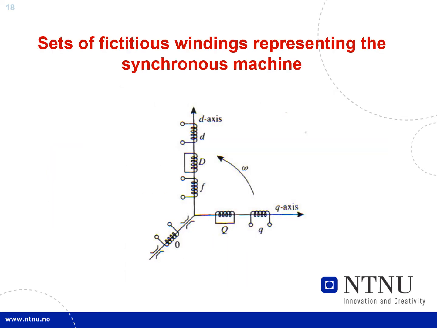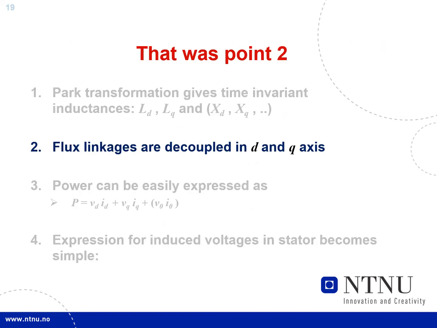So this is then the same picture as was presented in chapter 3, I think, where the fictitious windings that result from the transformation can be seen lying in the D and Q axis. And the zero sequence, of course, doesn't play any role as long as the currents and voltages are symmetrical. So that was point number 2 to remember. Flux linkages are decoupled in D and Q axis.